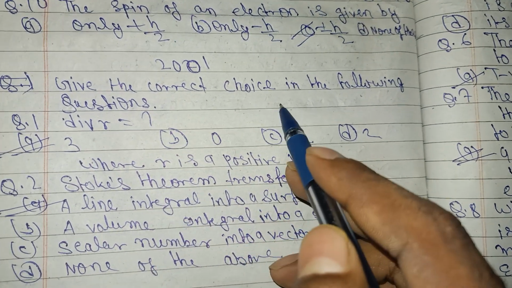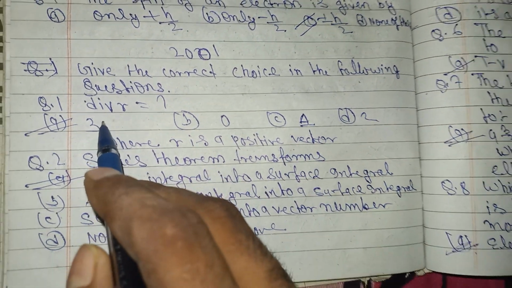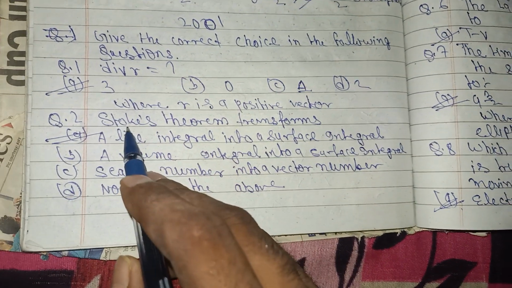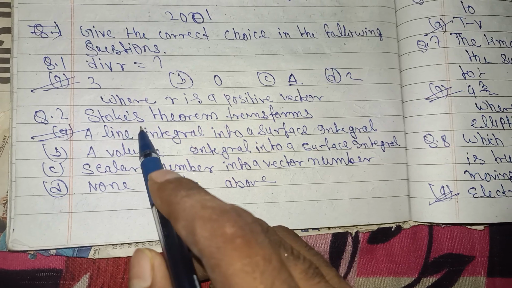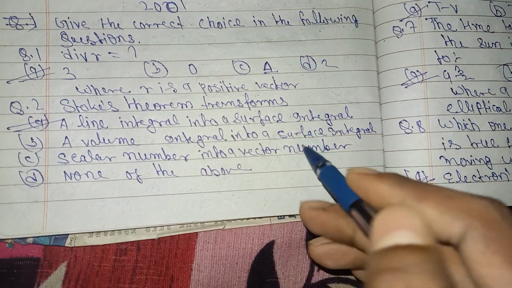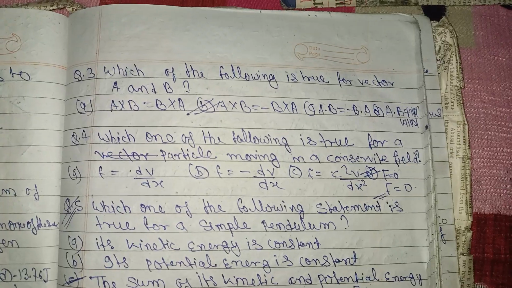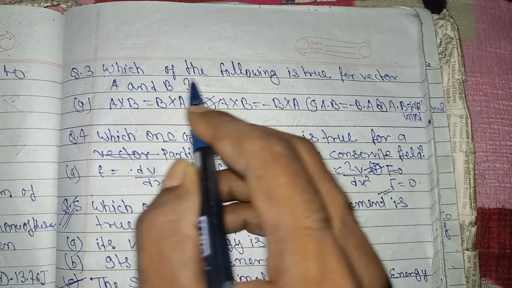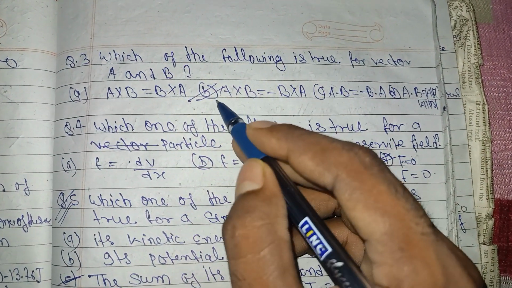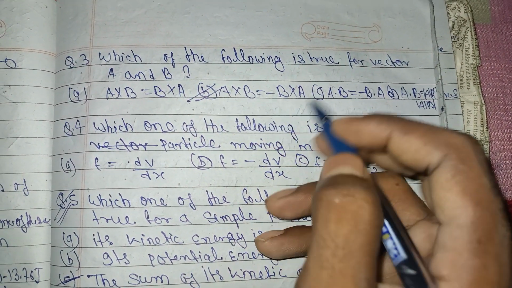Give the correct choice in the following questions. So divergence of r vector is equal to 3. This is correct. And question number 2: Stokes theorem transforms a line integral into a surface integral. And question number 3: which of the following is true for vectors A and B? So A cross B is equal to minus B cross A.